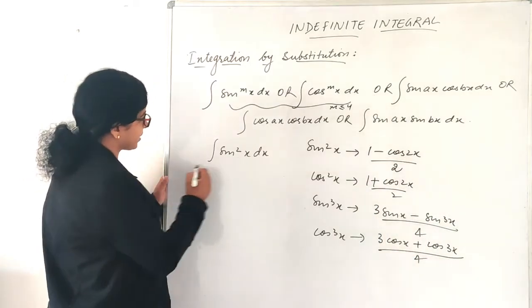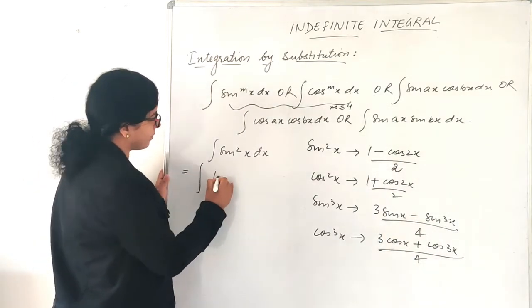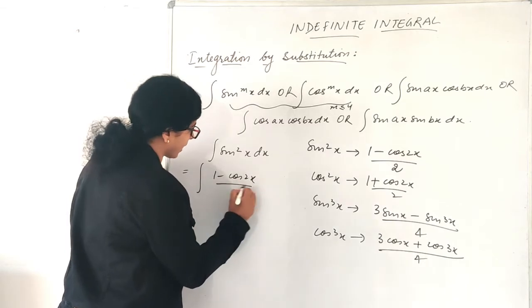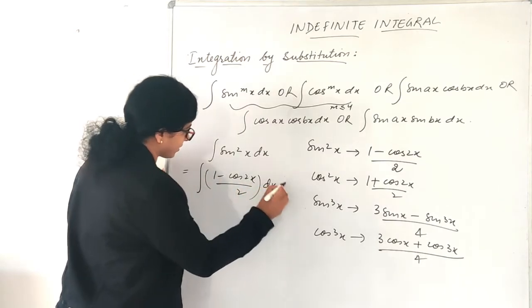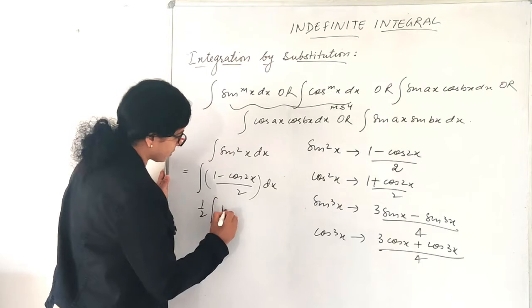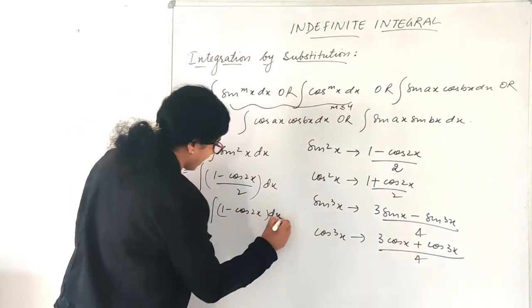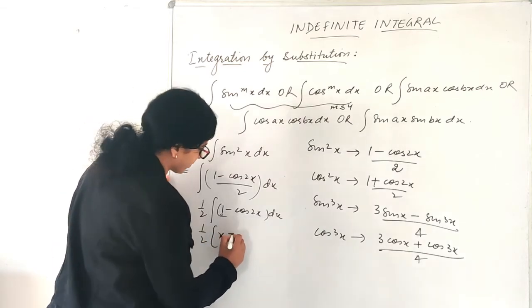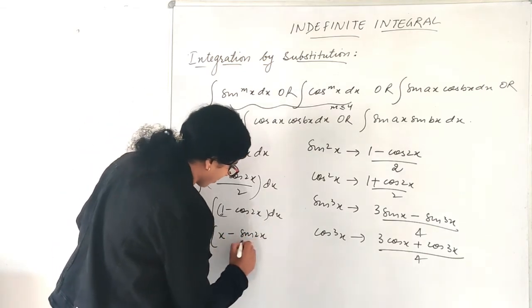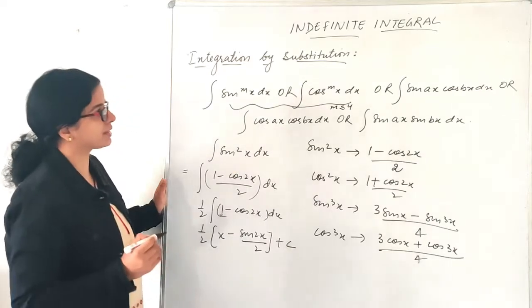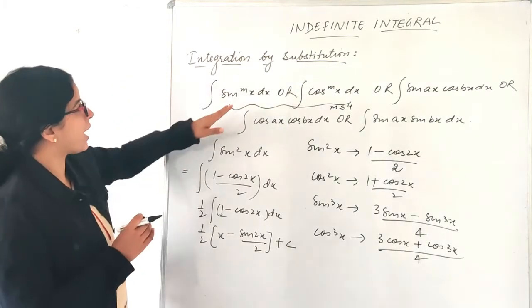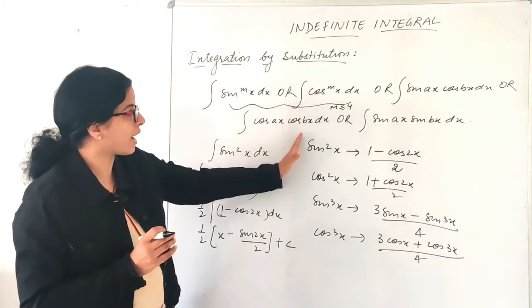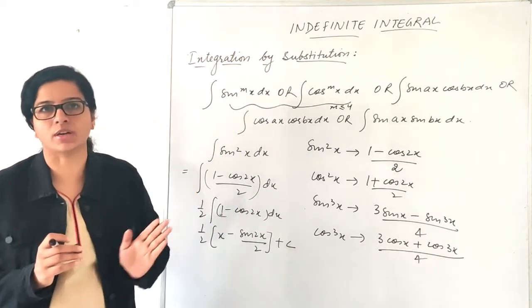So now let us take the integration of this part. It will become 1 minus cos 2x by 2 dx. Take out 1 by 2 outside. So 1 minus cos 2x dx. And now you can simply write: the integration of 1 is x, cos 2x will be sin 2x by 2, plus c. Is that clear? So whenever you have this kind of integrand, you have to replace it by these formulas, right?